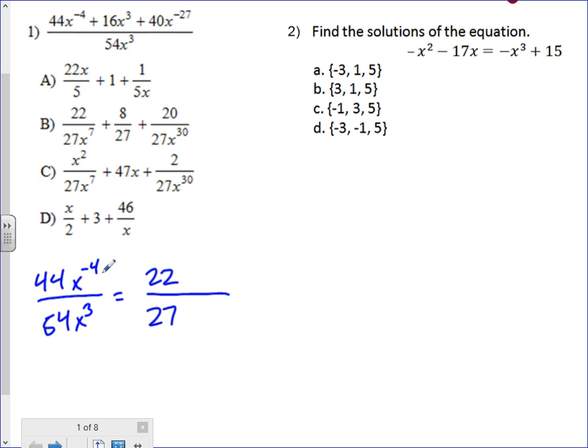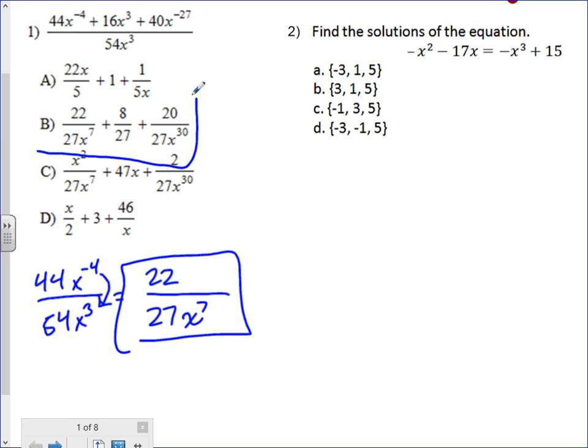This negative exponent needs to be flipped down, and 3 plus 4 is 7. So your first term should have been this. The only one to have a first term equal to that fraction is B, as most of you said. Maybe all but one, I think.